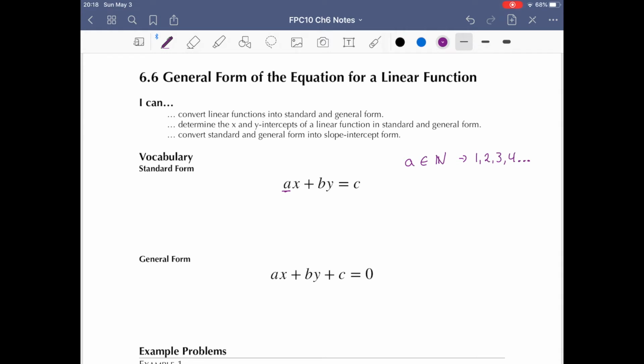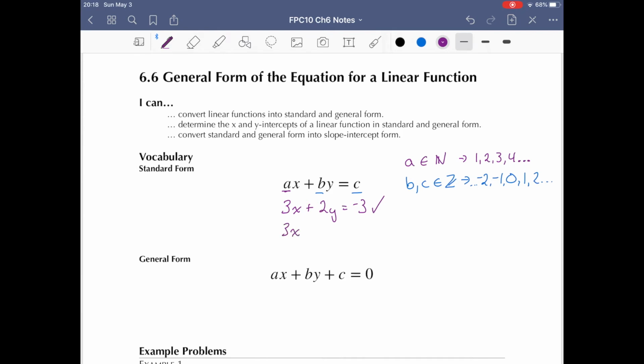B and c both have to be an integer. So -2, -1, 0, 1, 2, any integer. So as an example, 3x plus 2y equals -3. Check mark. That is standard form.